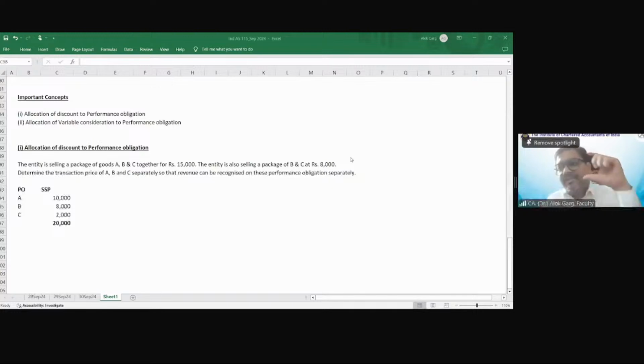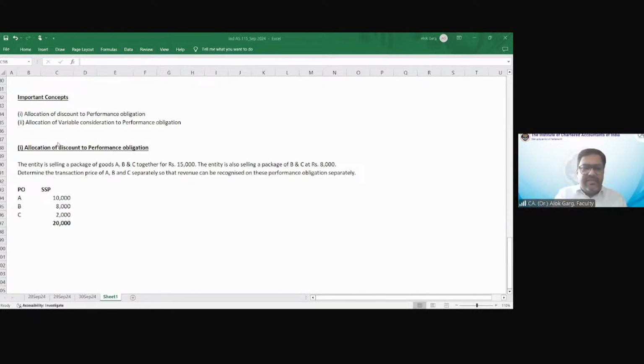So this is the bigger bundle, the bigger package A, B, and C. The company is also selling another package. What is the smaller package? The smaller package is B and C, right? B and C. तो बड़ा वाला जो पैकेज है A, B and C.